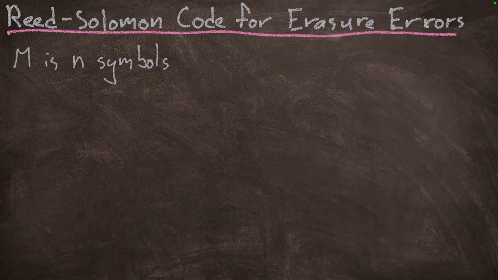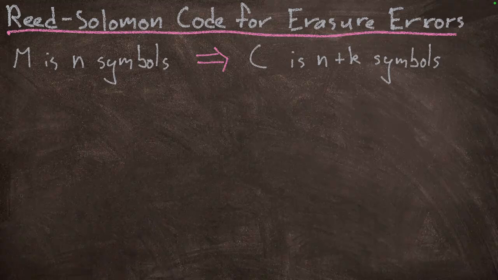Now we're talking about the Reed-Solomon code. So M is n symbols. And now the code word, when we're using the Reed-Solomon code, is n plus k symbols. We can handle k errors by just adding k more evaluations of a polynomial.